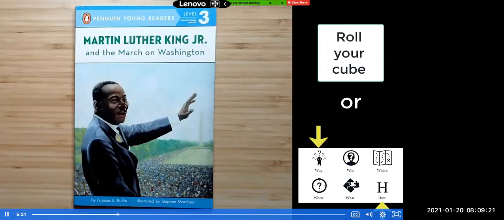Martin Luther King Jr. and the March on Washington by Francis E. Ruffin, illustrated by Stephen Marchesi.